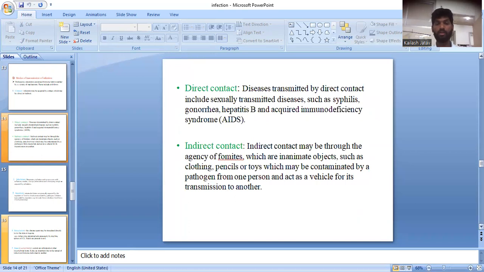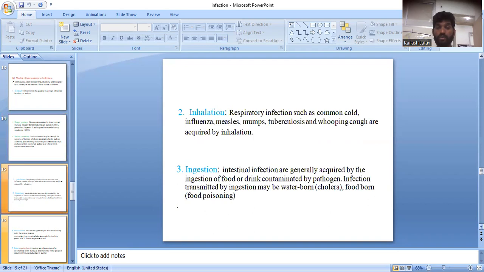Indirect contact. Indirect contact may be through the agency of fomites, which are inanimate objects such as clothing, pencils, or toys, which may be contaminated by a pathogen from one person and act as a vehicle for its transmission to another. Inhalation. Respiratory infections such as common cold, influenza, measles, mumps, tuberculosis, and whooping cough are acquired by inhalation. Ingestion. Intestinal infections are generally acquired by the ingestion of food or drink contaminated by pathogens.